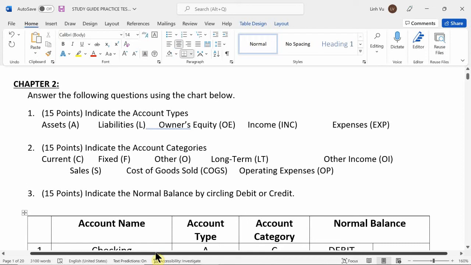Inventory. Mm-hmm. I didn't think it was current though. Why would you not think it's current? It's a short turnover, so it would be current.